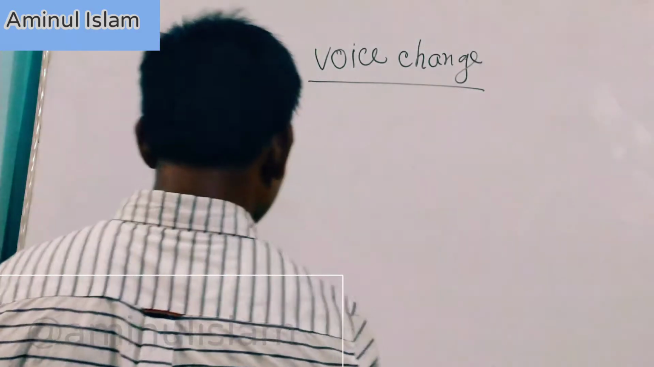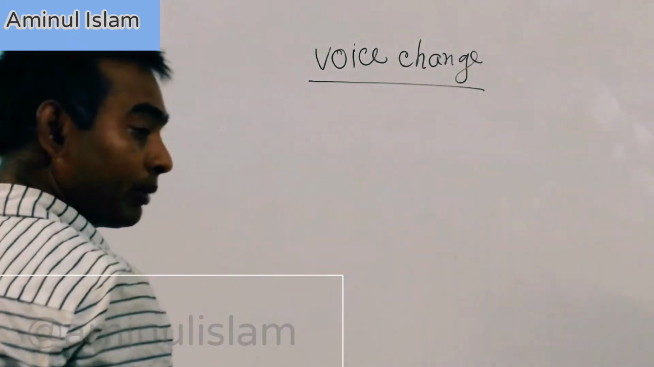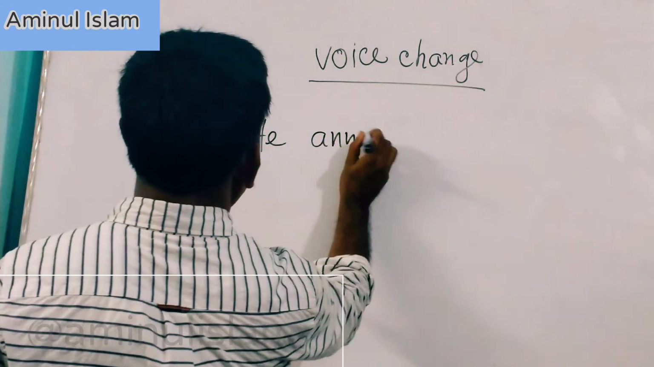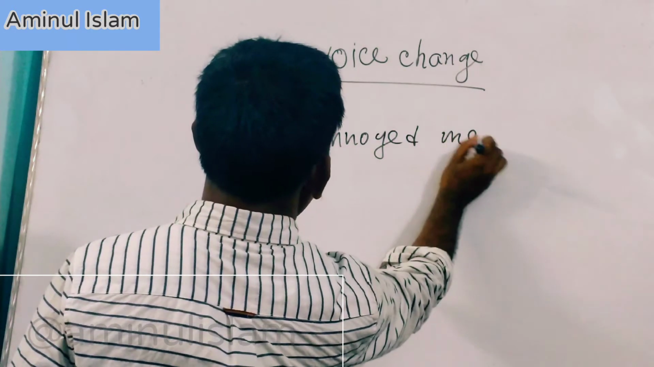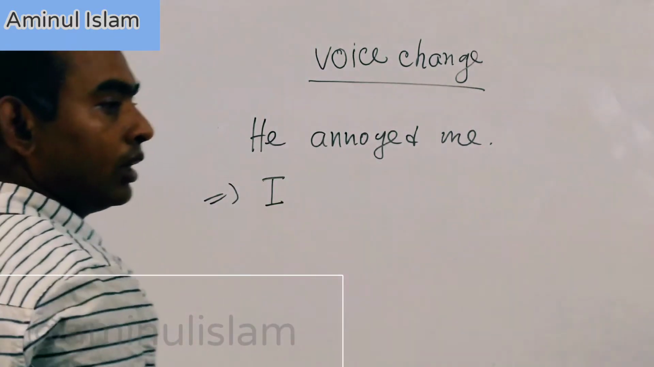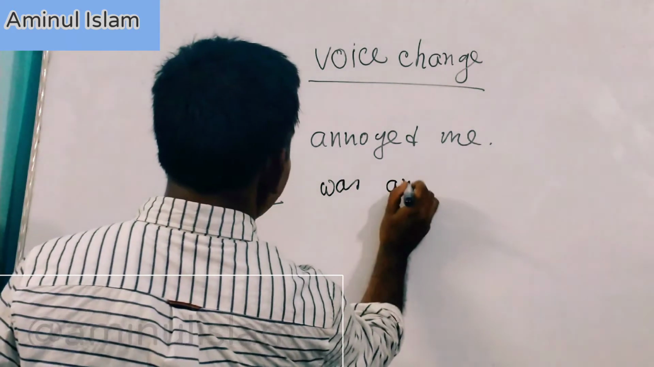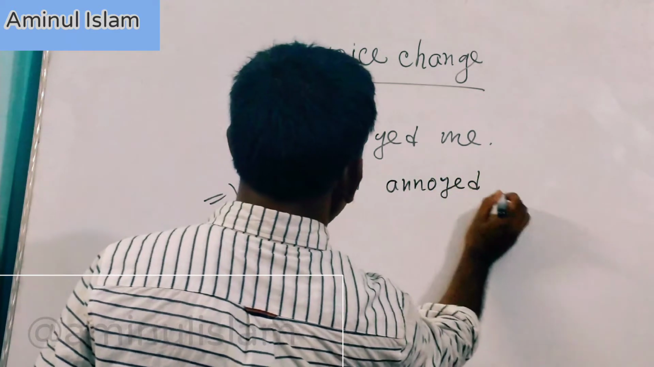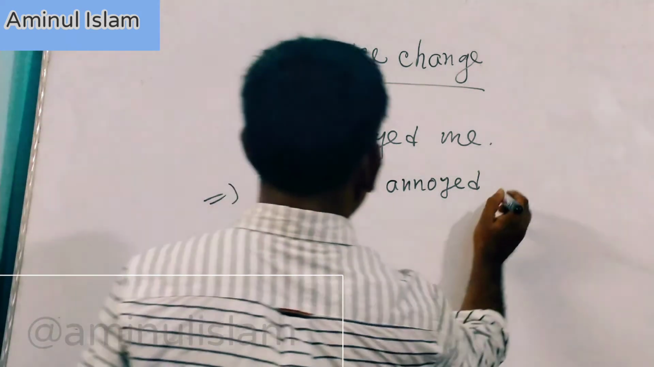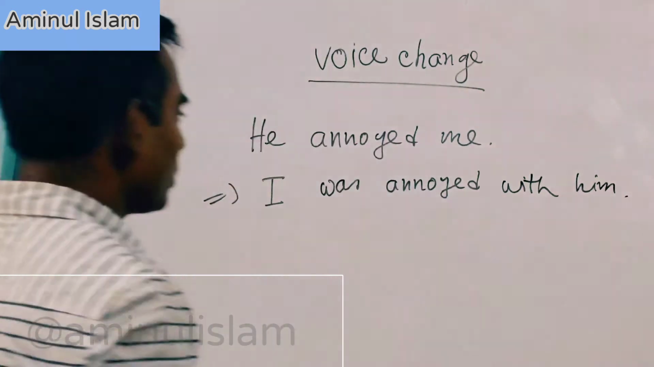Now, let's discuss exceptional rules, especially in case of preposition. He annoyed me. I, as the sentence is in past form, I was annoyed. I was annoyed with him. I was annoyed with him.